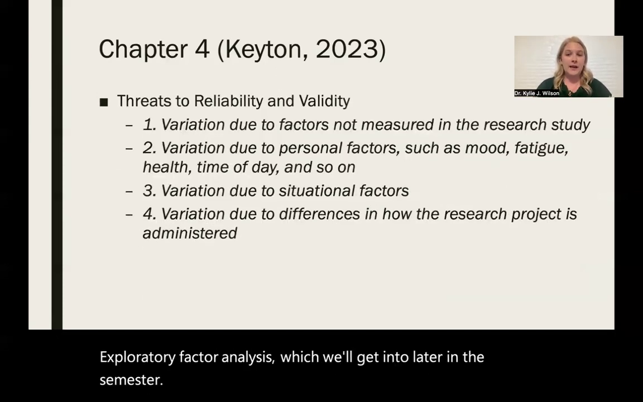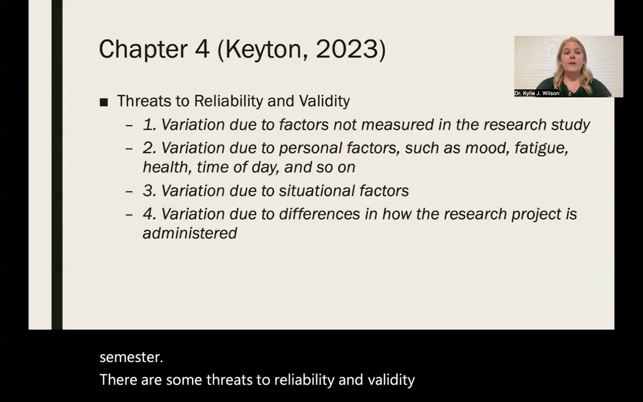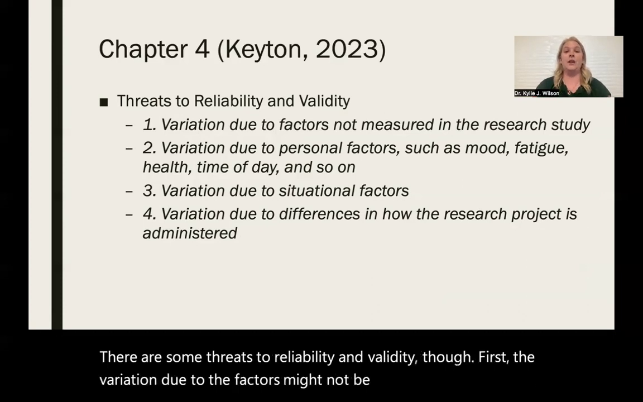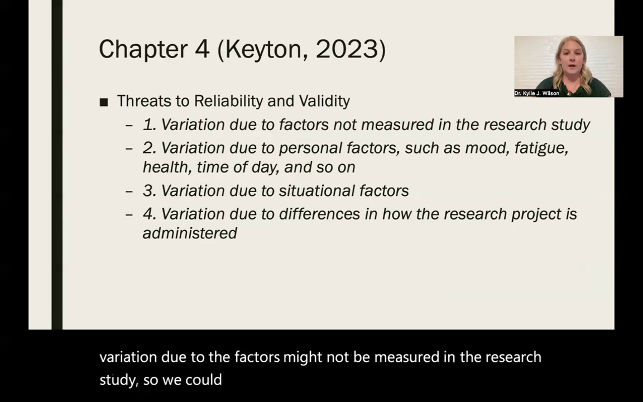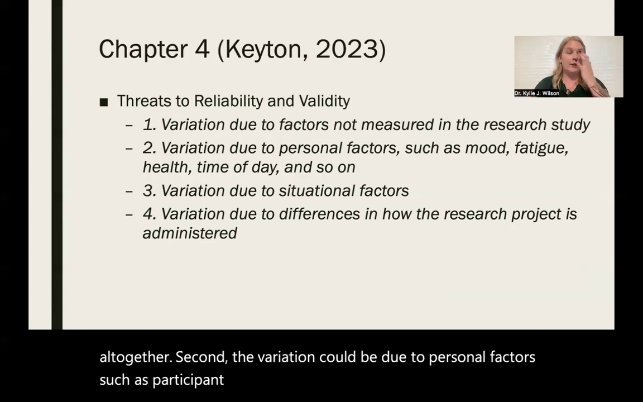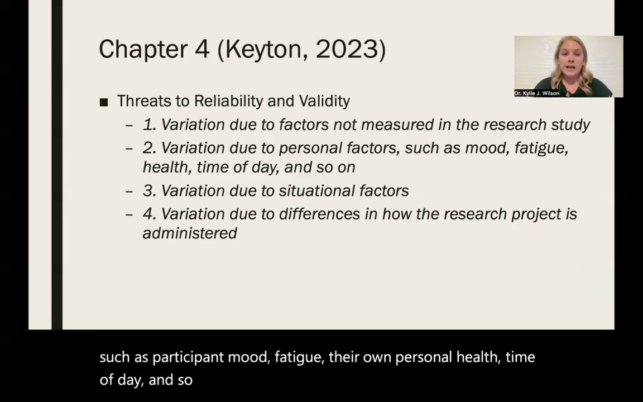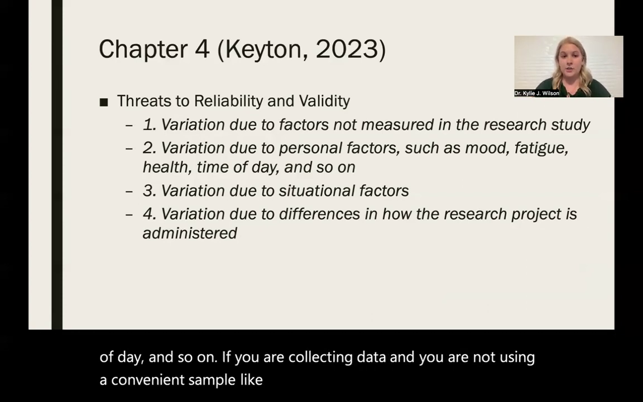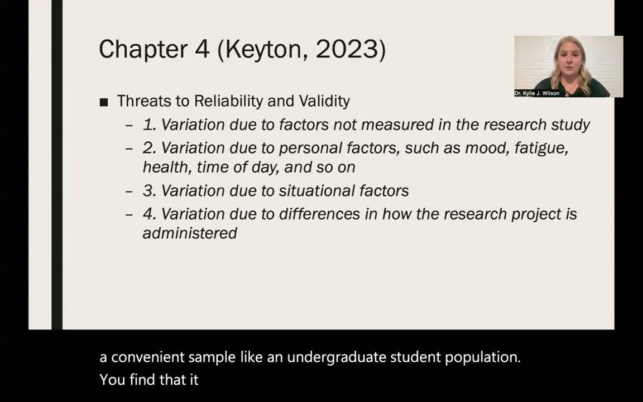There are some threats to reliability and validity, though. First, the variation due to the factors might not be measured in the research study, so we could have variation from some outside factor altogether. Second, the variation could be due to personal factors, such as participant mood, fatigue, their own personal health, time of day, and so on. If you are collecting data and you are not using a convenience sample like an undergraduate student population, you find that it is harder to get those results.